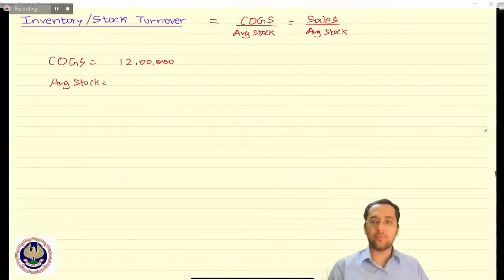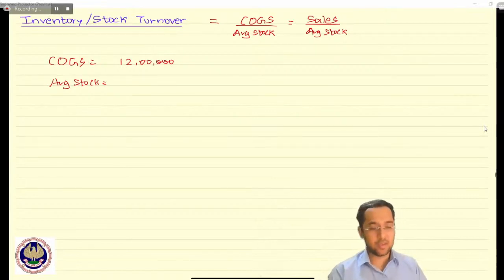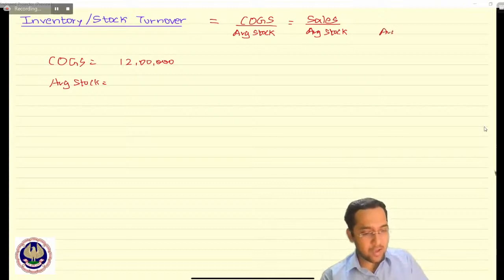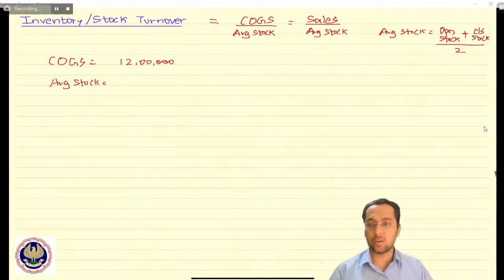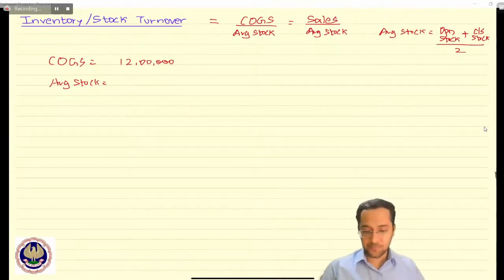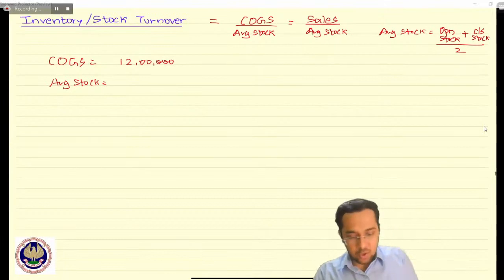Generally, sir, average stock should be computed as the average of every day's closing stock, divided by 365. But that's practically not possible for us. So what we generally do is, remember, average stock is going to be opening stock plus closing stock divided by 2. This is what you would have learned even in your earlier lectures or earlier standards also. So let's say we've got an average stock of 3 lakh.